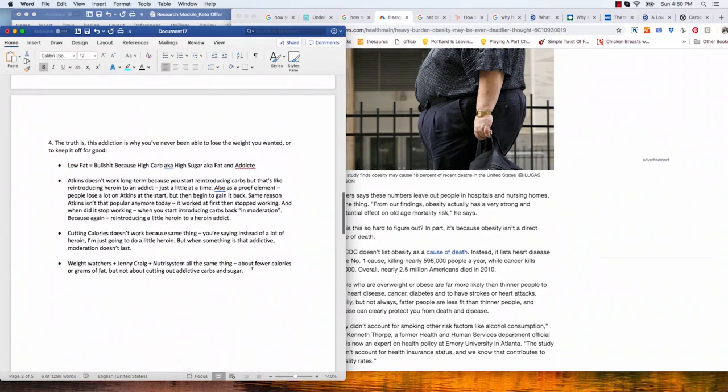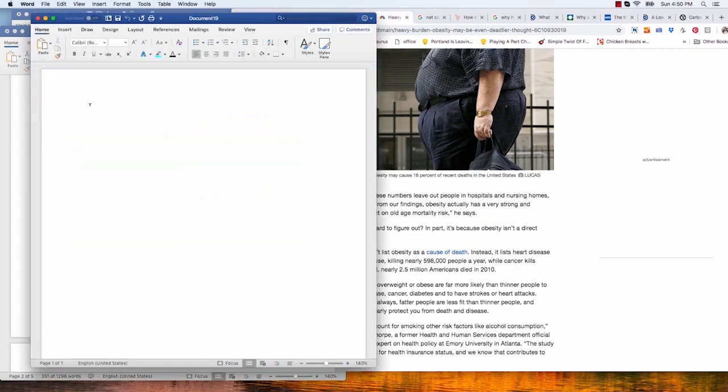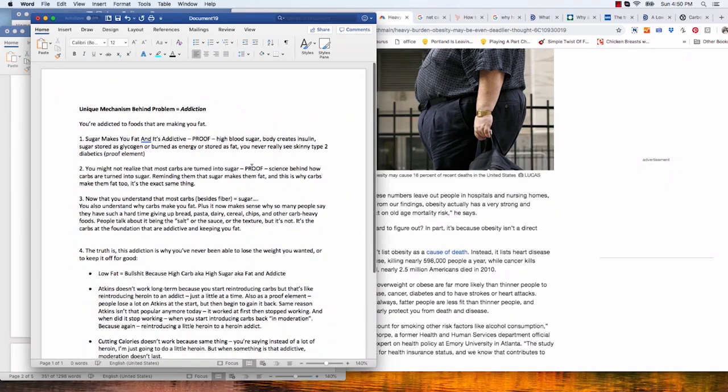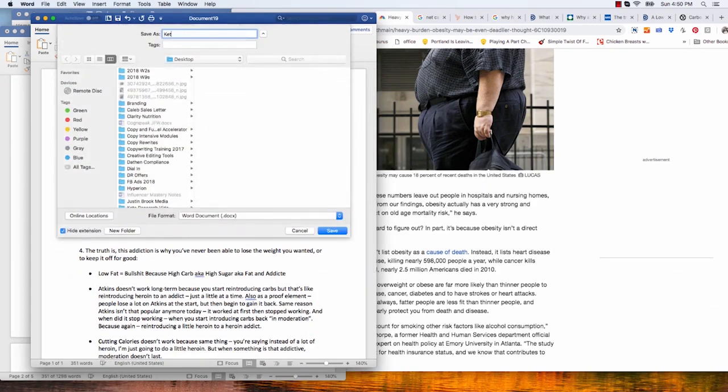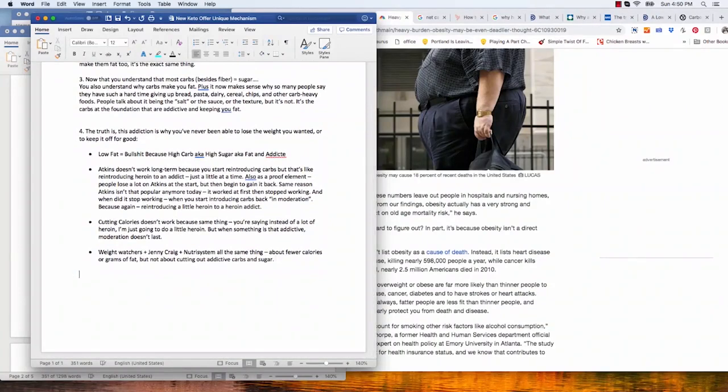What I'm also going to do here is take this, copy it, and paste it in a new one. I'm going to need to add in more science, which I'm going to do. But let's go keto. New keto offer unique mechanism. Okay, so let's move behind the problem. Let's go quickly here. All right, unique mechanism behind solution.